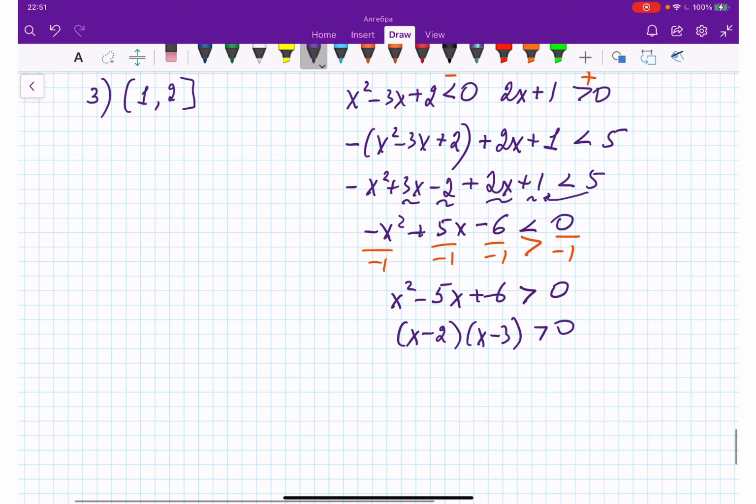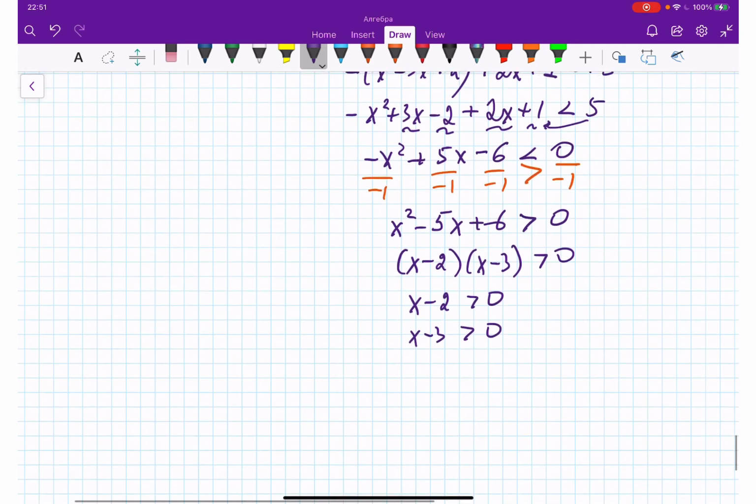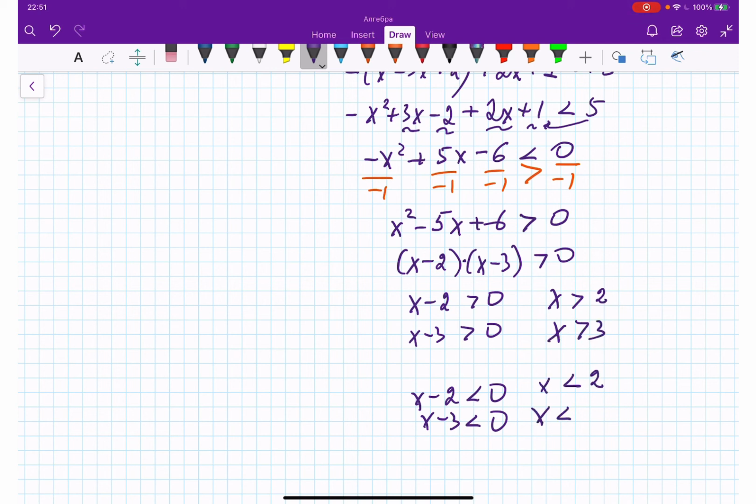So since we have greater than 0, that means x minus 2 greater than 0 and x minus 3 greater than 0, or x minus 2 less than 0 and x minus 3 less than 0. To get a positive product, both terms have to be negative or both have to be positive. So here we get x is greater than 2, x is greater than 3. Here we get x is less than 2, x is less than 3.